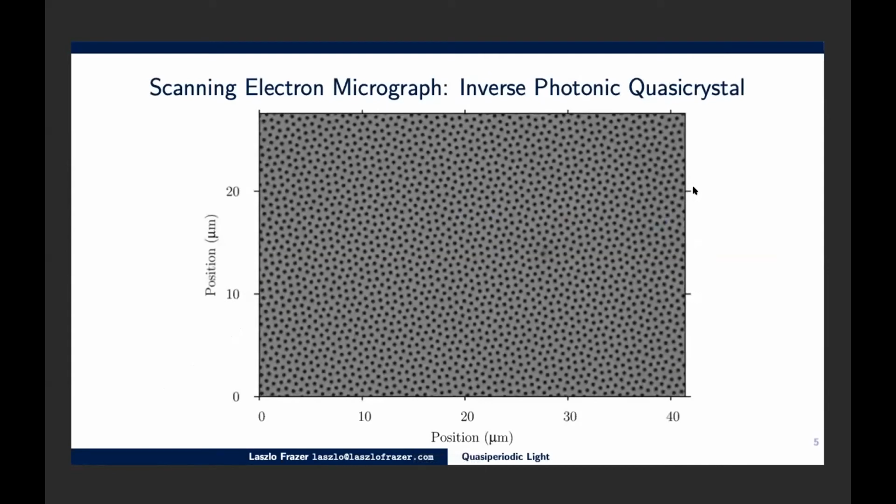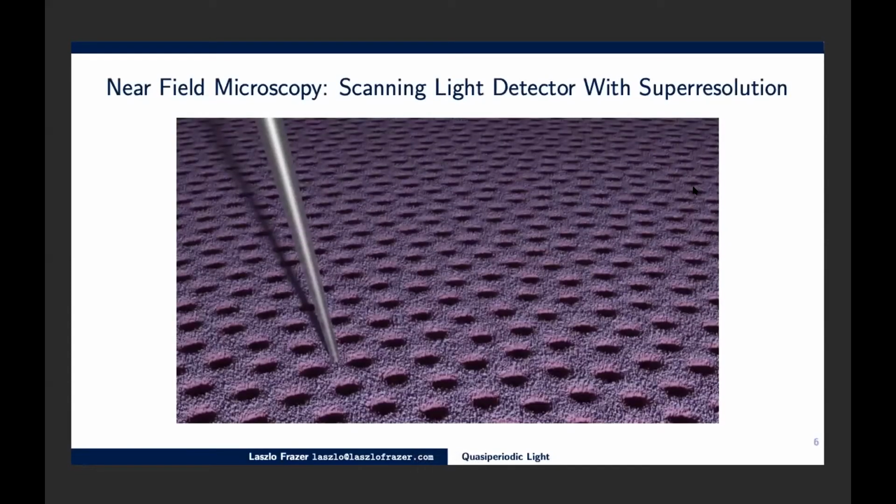So this is a scanning electron image of the inverse photonic quasicrystal. So I'm calling it inverse because it's made of holes instead of being made of particles. This kind of image is scanning an electron beam across the surface and measuring the scattered electrons. And I'm mentioning that because there's going to be a lot of different imaging techniques in this talk, and I wanted to really make clear which ones are which. Instead of investigating the matter like the previous slide, we want to investigate the light.